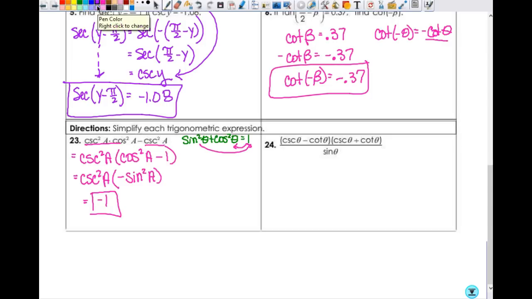All right, 24. Well, again, I could do a whole bunch of reciprocal stuff here. I think that would probably be just a little too crazy at this point. But I have two binomials in the numerator, and they are a difference of squares. Okay, same rule applies. So I'm going to multiply, and this is going to give me cosecant squared theta minus cotangent squared theta all over sine theta.